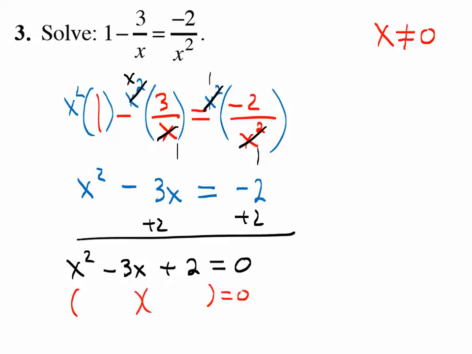Yep, we got it. Good. So I need two numbers that multiply to positive 2, but when you add them together, give you negative 3. Negative 2, negative 1. Yep, perfect. Or negative 1, negative 2, whichever you want to put first.